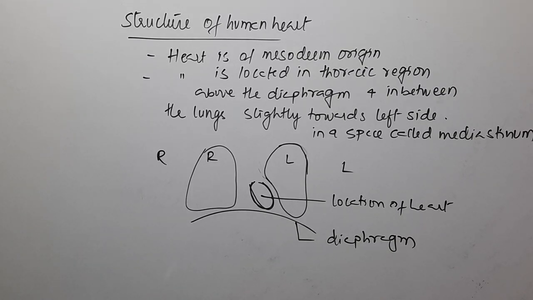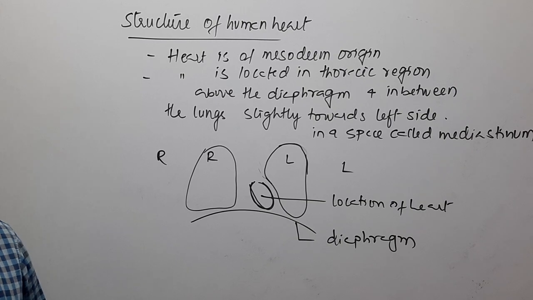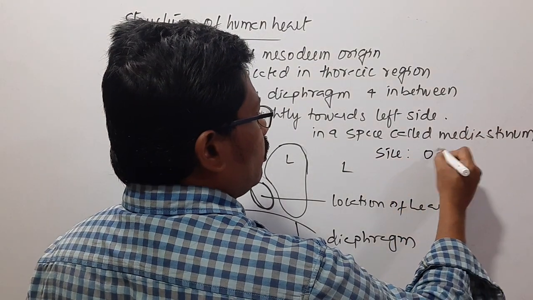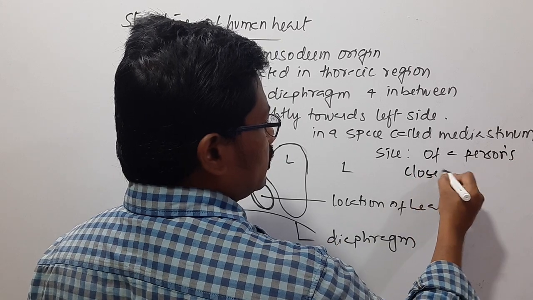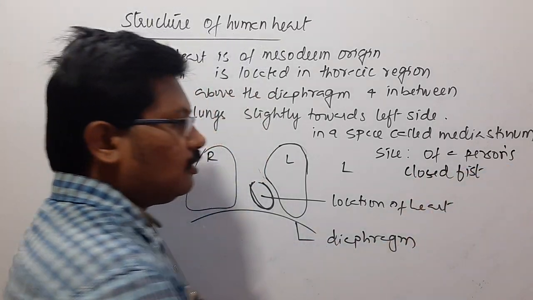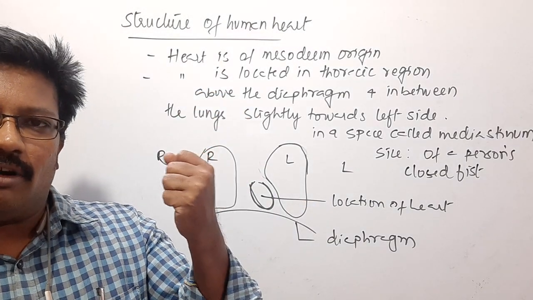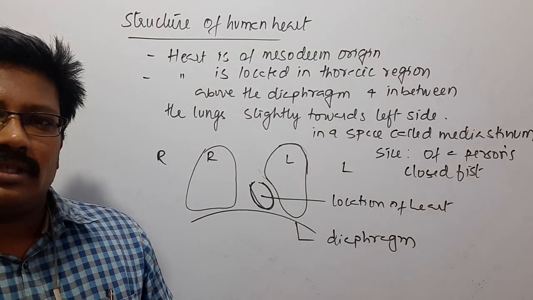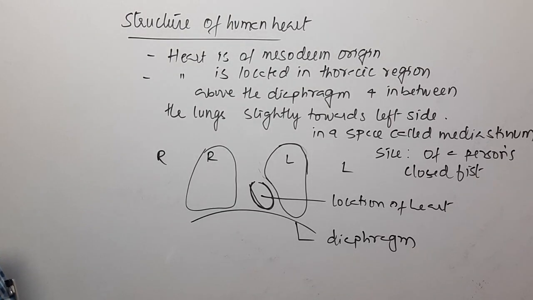And we have also seen that the size of the heart is that of a person's closed fist. So how much you close your fist? This is the fist. So this is the size of your heart approximately. So we say the size of the heart is that of that person's closed fist.